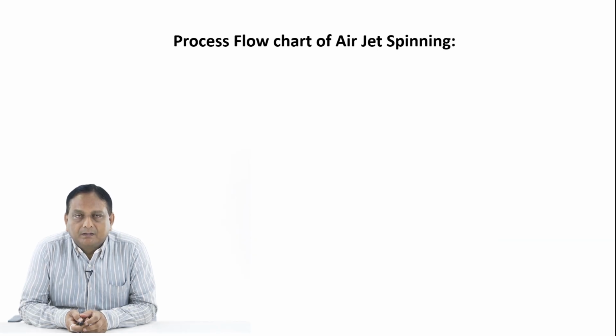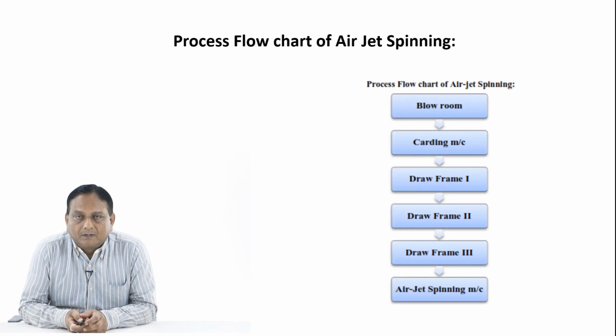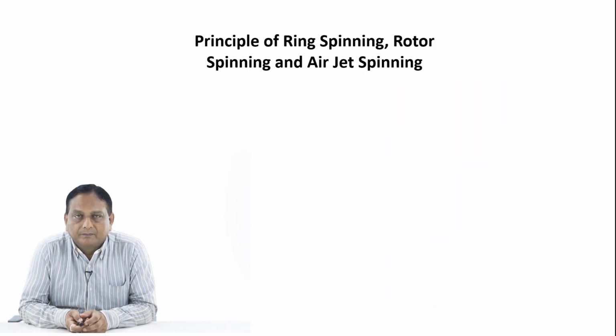Now let us see the process flowchart of air jet spinning. As can be seen here, the process flowchart starts from the blow room, then carding machines, draw frame 1, draw frame 2, then draw frame 3 and finally the air jet spinning machine. So this is the flowchart of air jet spinning.